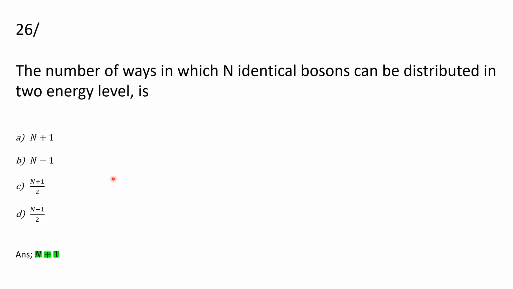Then the number of ways in which n identical bosons can be distributed in two energy levels, and the options are n plus 1, n minus 1, n plus 1 by 2 and n minus 1 by 2, and here the answer will be n plus 1.